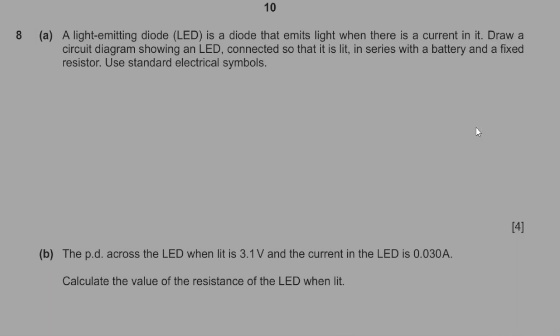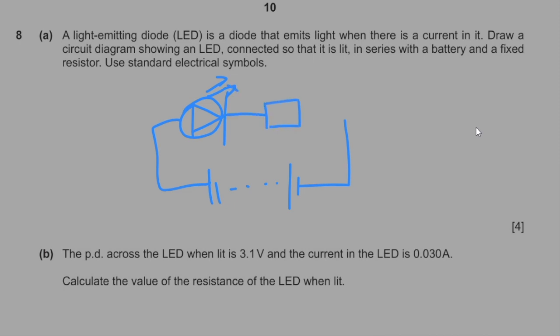we have a battery, which means with multiple cells, and then we have an LED connected in the right direction, which means positive terminal connected to the positive side of the battery. Right, so here is my LED, and then a fixed resistor.